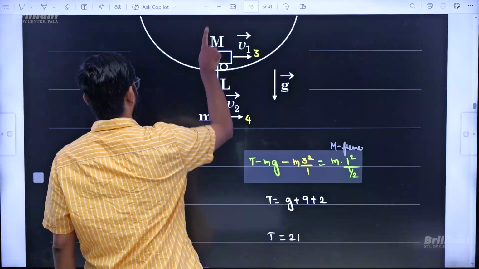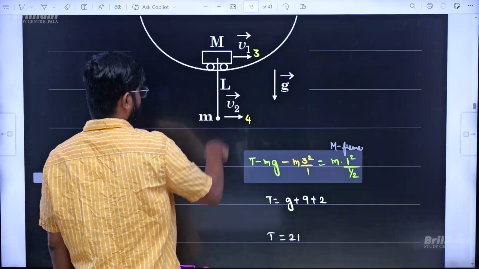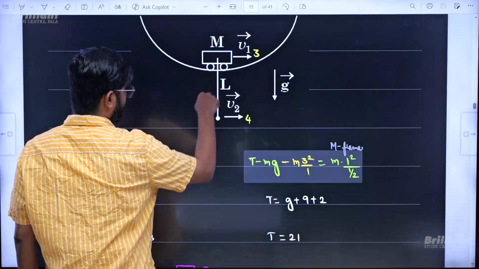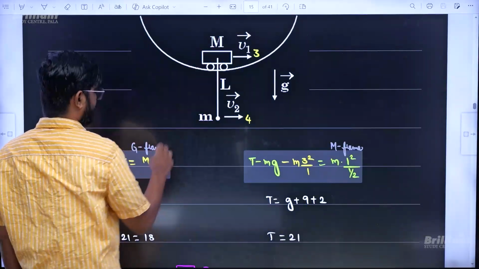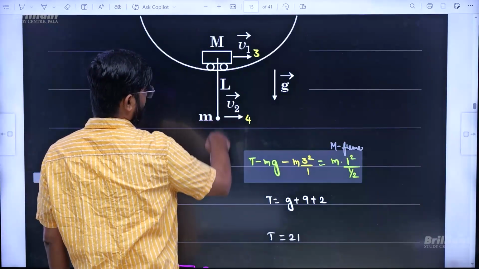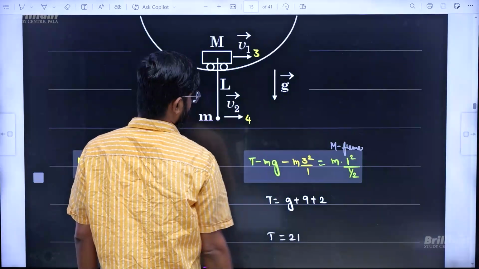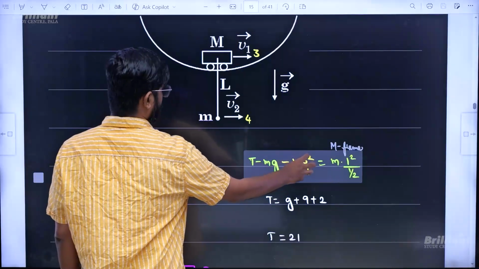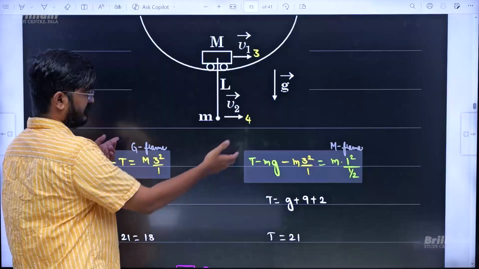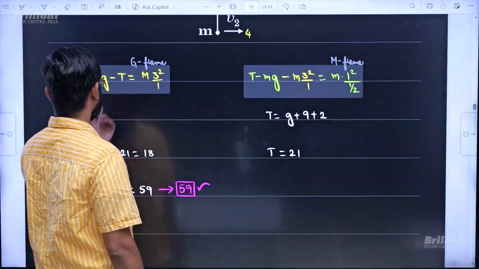The trolley's acceleration is in this direction, so you should include a pseudo force in this direction, which is going to be mass into the magnitude of acceleration in this direction. This guy's acceleration is 3 square by 1, or 9. So the pseudo force on this guy will be 9m in this direction. Real forces, pseudo force, circular motion in this frame. Then from there you will be getting T. If you substitute it back, you will be getting N.